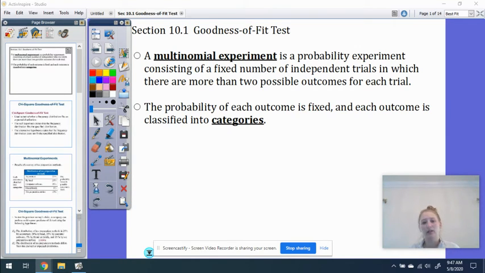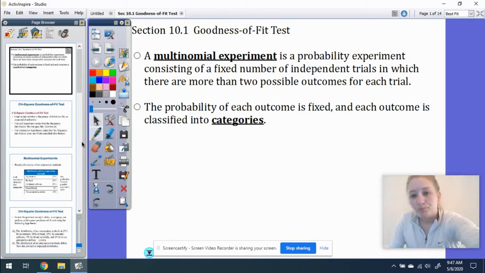So in section 10.1, we're going to talk about goodness of fit. In this section, we have a probability experiment with a fixed number of independent trials. For each of the trials, there are more than two possible outcomes. So what we're going to do is classify those outcomes as categories, okay?